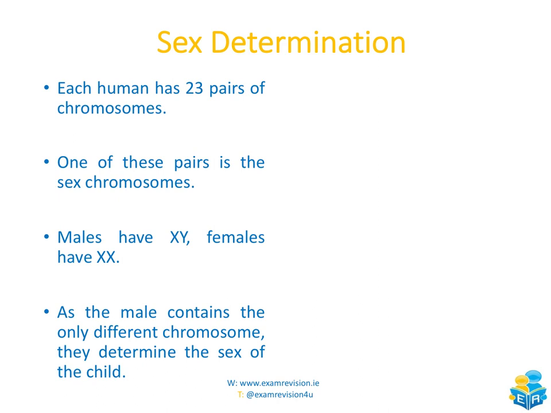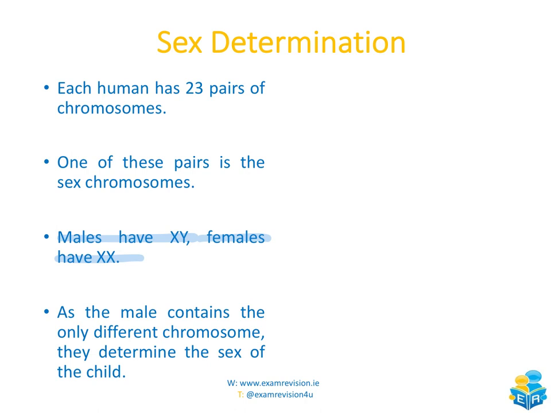Now we're going to have a little look here at sex determination, which can also be dictated using the Punnett square. So we've mentioned this already, but each human has 23 pairs of chromosomes, and one of these pairs is the sex chromosomes. Okay, so it was the 23rd pair. The variations we have are X and we have Y. So if you have an X and a Y, then that's going to be male offspring. If you have X and X, it's going to be female. Okay, so males are XY, females are XX.